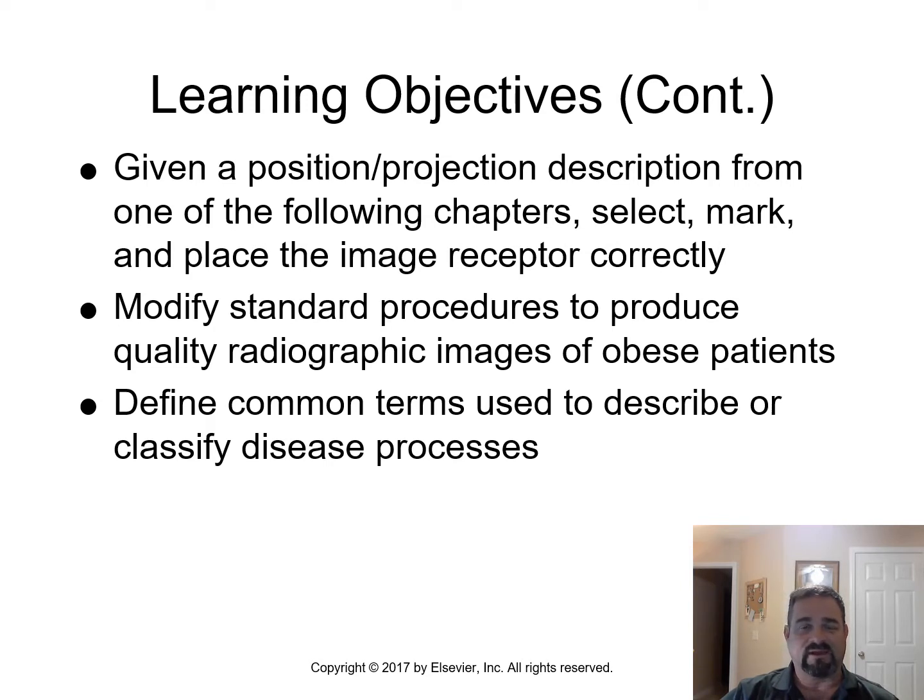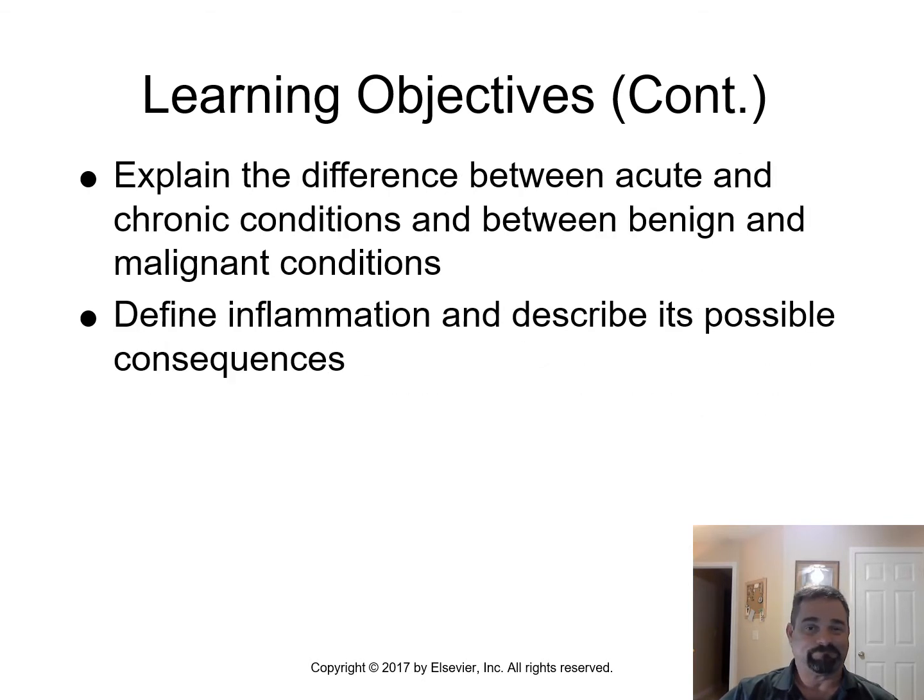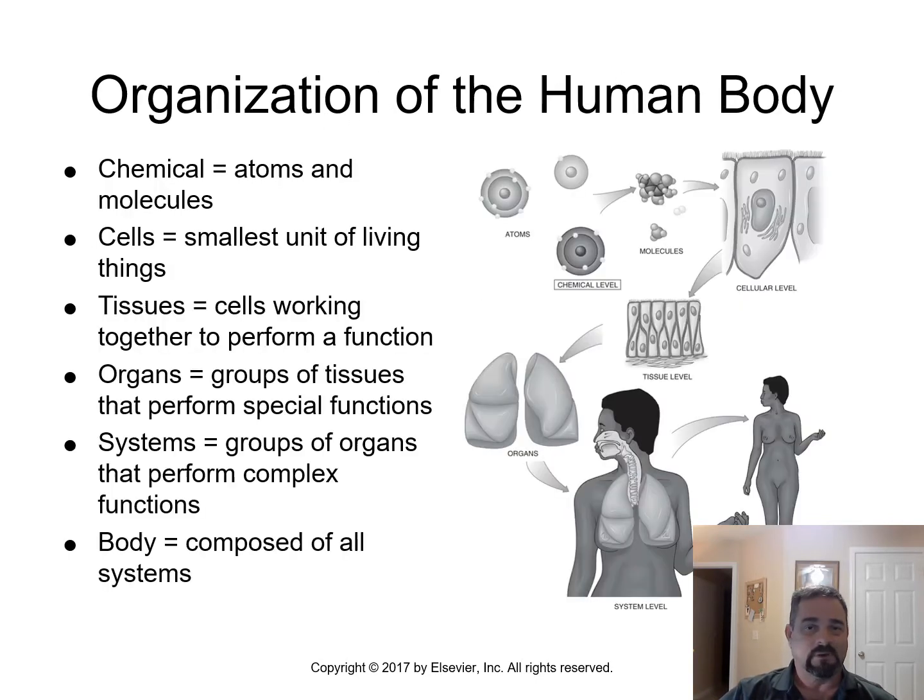And then modify standard procedures to produce quality images, especially those in obese patients. And then define some common terms to describe or classify disease processes. We also need to be able to explain the difference between acute and chronic, and then define inflammation and describe its possible consequences.